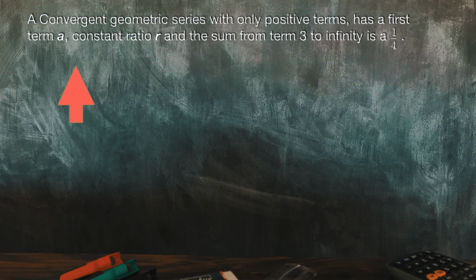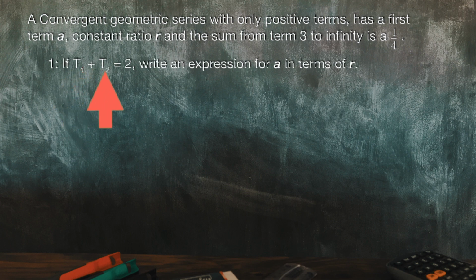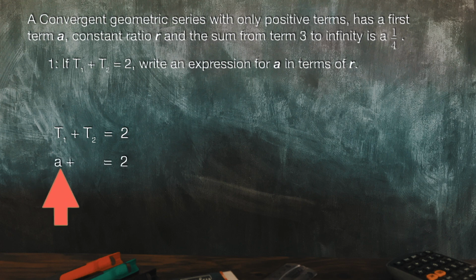Now, what's the question? If term 1 plus term 2 is equal to 2, write an expression for a in terms of r. So we want to rewrite this so that it contains a's and r's. So let's just see what we can do so far. We write term 1 plus term 2 is equal to 2. And then we know that term 1 can be written as a, and there it is. Now we want to rewrite term 2 so that it also contains a's and r's.